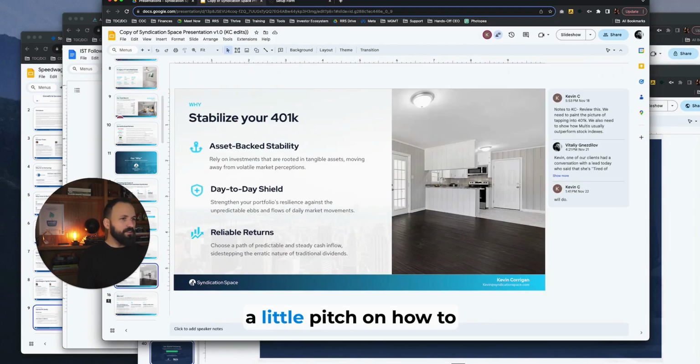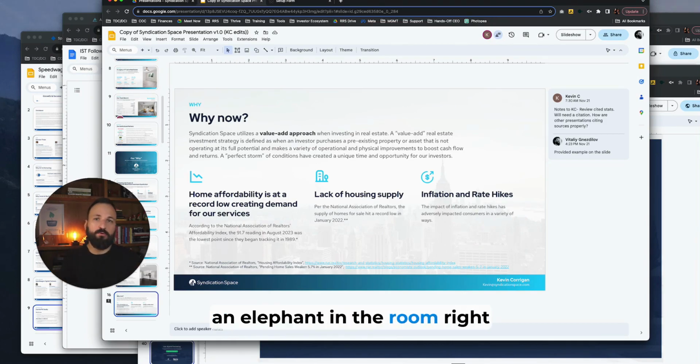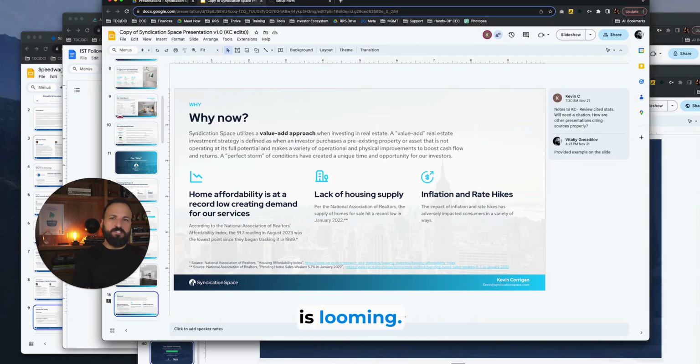So a little pitch on how to transform your 401k and reinforce that with investing into a real asset. Why now? That's an important concept, and I think it's an elephant in the room right now, where investors know that something is looming. They hear all the narrative in the news. They understand that there's something awry, and so we address whether it is even a good time to invest.